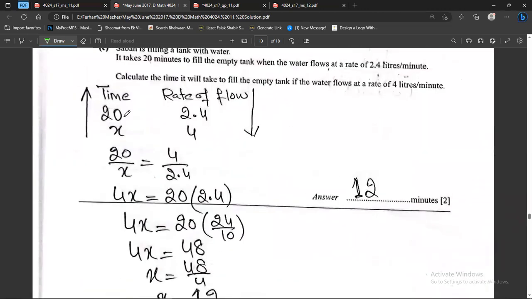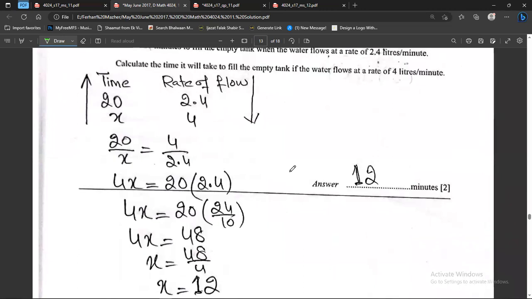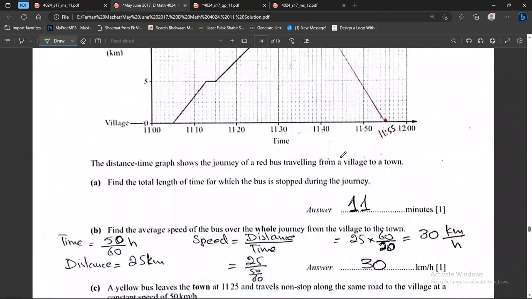Okay, so you see this is inversely proportional to each other. So this is 20 by x and this will be reciprocated 4 by 2.5. So cross multiply and get the value of x, that is 12. I think I just forgot to explain this question. 12 is right. This 11 is also right. This is the solution of the previous question. And this is the A part.